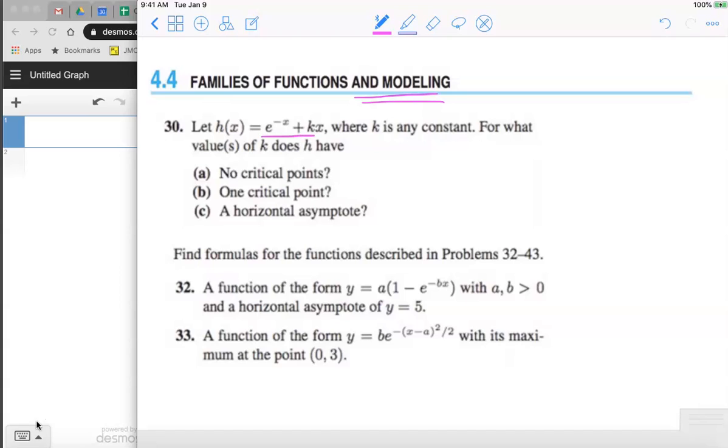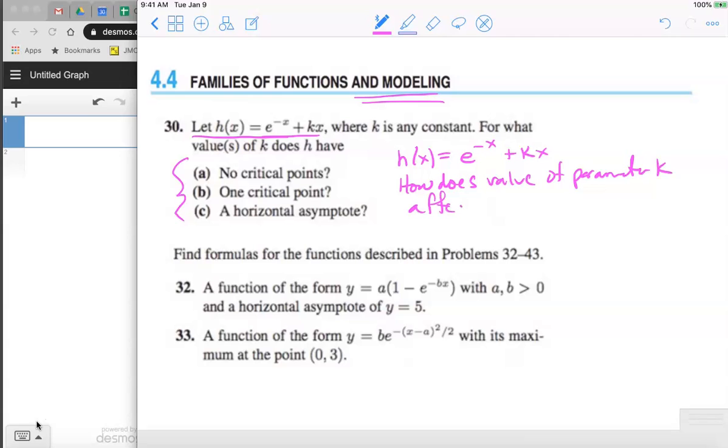So I thought a good example to start with is some function h of x equal to e to the negative x plus k times x. And again, we're trying to focus on the critical numbers problem. We're just trying to understand in this problem, how does the value of the parameter k affect the location of critical numbers? That's what we want to look at.